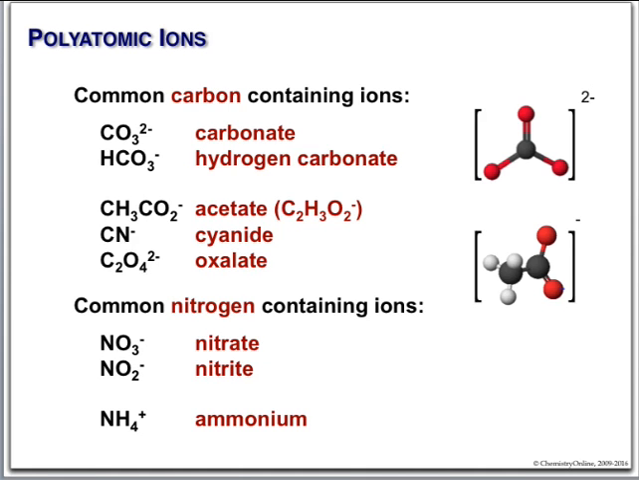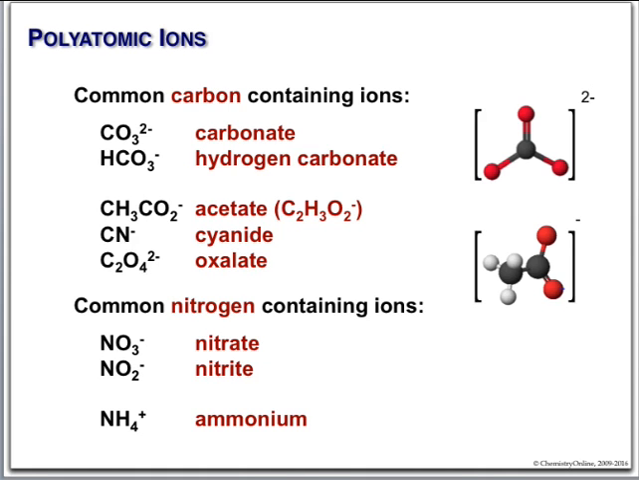Nitrogen: nitrate, NO3, 1 negative. Nitrite, NO2, take one oxygen away, but still -1. Nitrate's the one you want to remember for the exam. And the other one is this guy. This is ammonium. This is the only cation polyatomic that we're going to deal with. Ammonia is NH3, right? We've done that before.